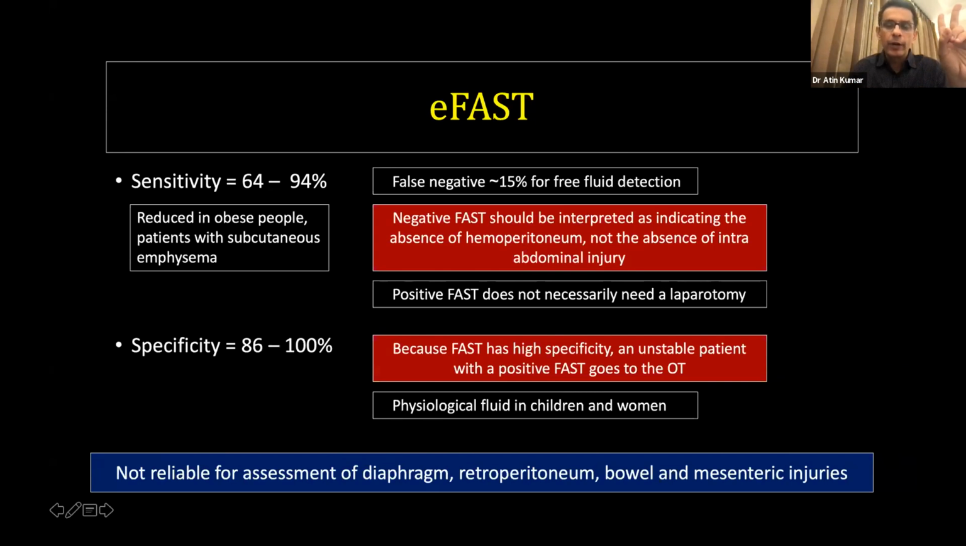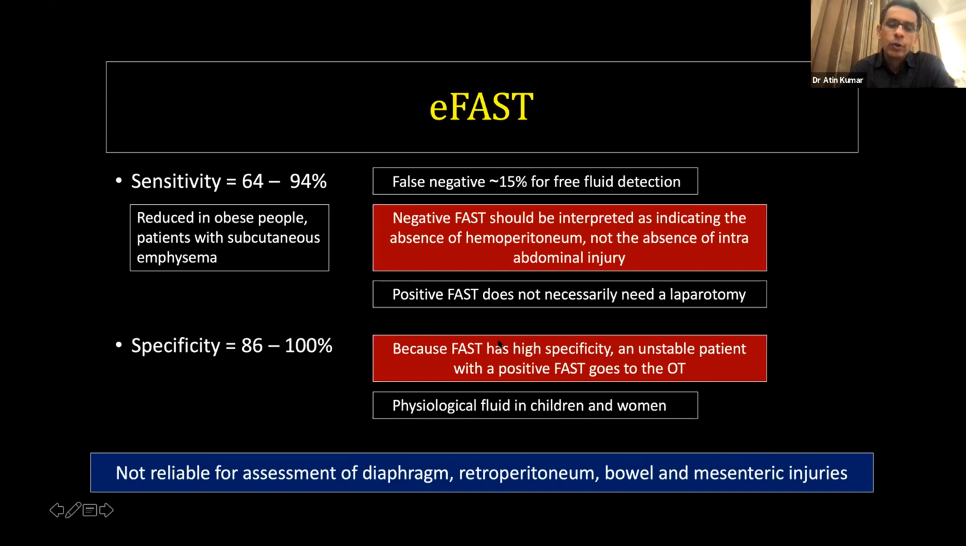Second takeaway point from FAST is positive FAST does not necessarily mean an operative case. It just means there is hemoperitoneum. Whether that hemoperitoneum is significant enough for an injury which requires laparotomy, that is dependent upon the clinical situation of a patient, the clinical hemodynamic stability, as well as the subsequent findings on the CT scan.